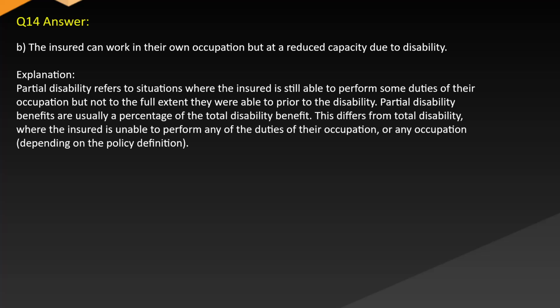Answer: B. The insured can work in their own occupation but at a reduced capacity due to disability. Explanation: partial disability refers to situations where the insured is still able to perform some duties of their occupation but not to the full extent they were able to prior to the disability. Partial disability benefits are usually a percentage of the total disability benefit.